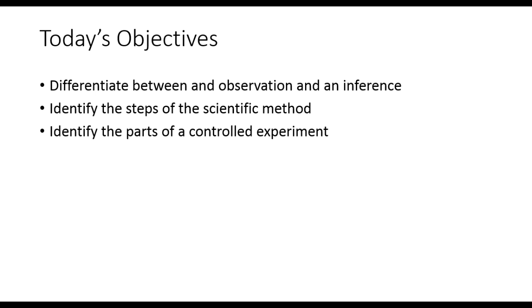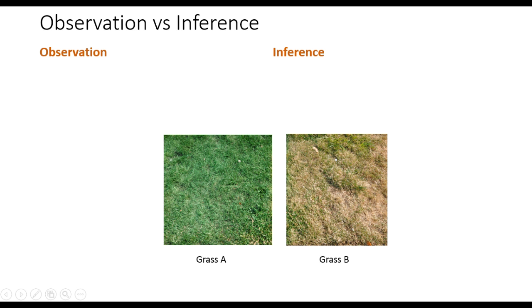Geis. Today's objectives are to differentiate between an observation and an inference. We're also going to identify the steps of the scientific method, as well as identify the parts of a controlled experiment. Before we get into our scientific method lesson, I want to take a look at observations and inferences. I'm going to provide you with definitions and examples of each of them based on the two pictures below showing grass A and grass B.